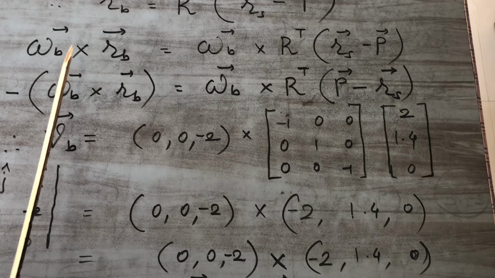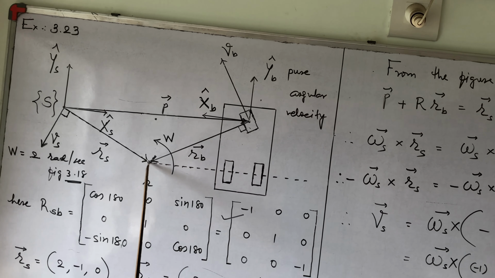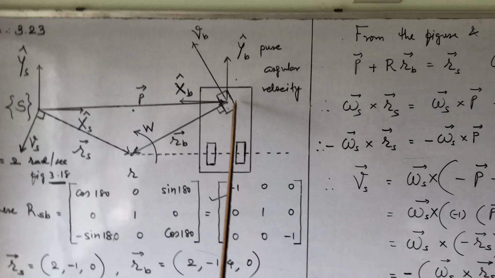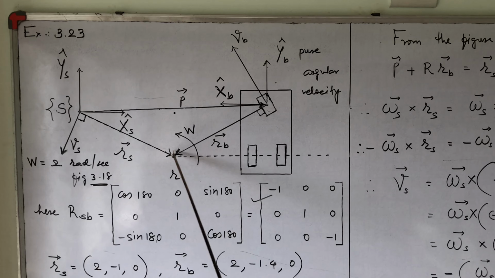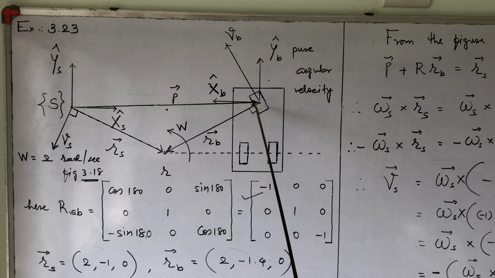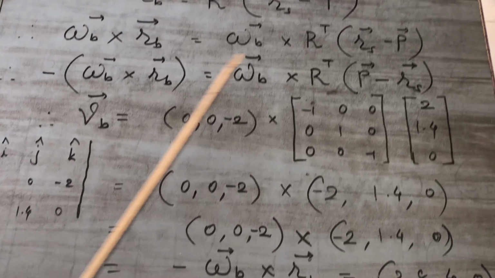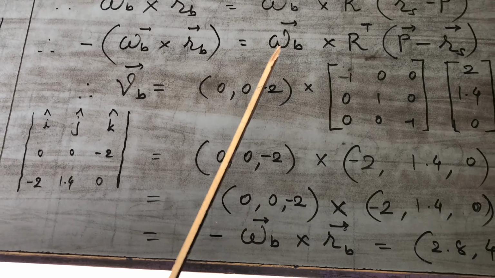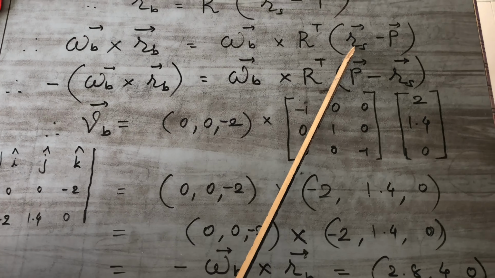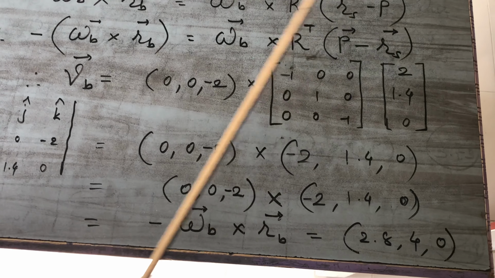But here, see, this body, that is the car, is rotating about this axis, about this point, and this is the RB vector, but we require minus RB. So if we take omega b cross minus RB, then we get VB. So multiplying both sides by -1, the minus sign changes the equation: RS minus P is replaced by P minus RS.